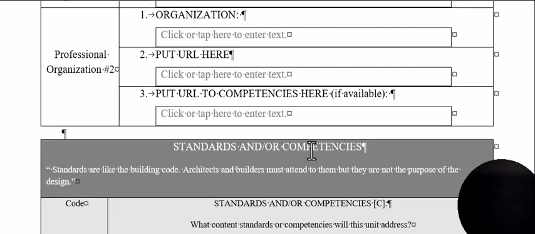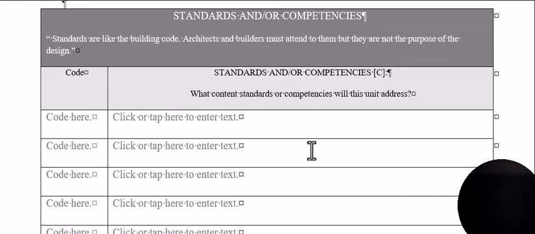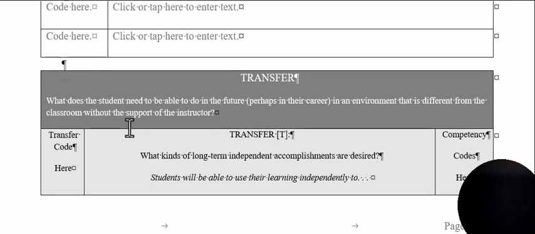Okay, so going on, you say that from those professional organizations, we're going to develop the standards and or competencies, and explain what standards are. Some people will not have heard of standards or competencies, so tell them what they are, why they're important, and then how you put in the code and the competency, each one over there.